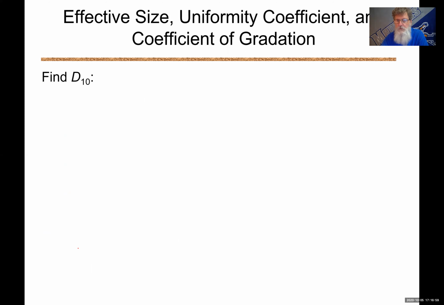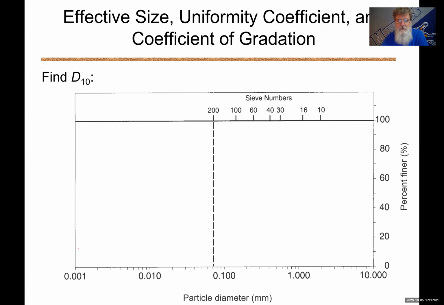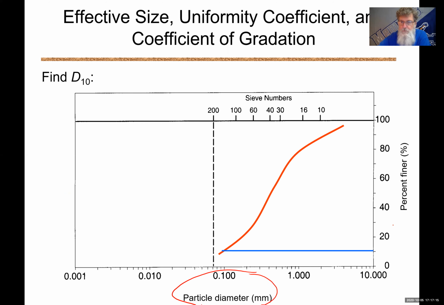How do you find D10 on the graph? Well, let's say we have a graph that looks something like this. And where did I get this graph? Well, this would actually be the plot of the data that we computed in part 1. You would plot particle sizes versus percent passing or percent finer. Once you've done that, you have a graph that looks something like this.